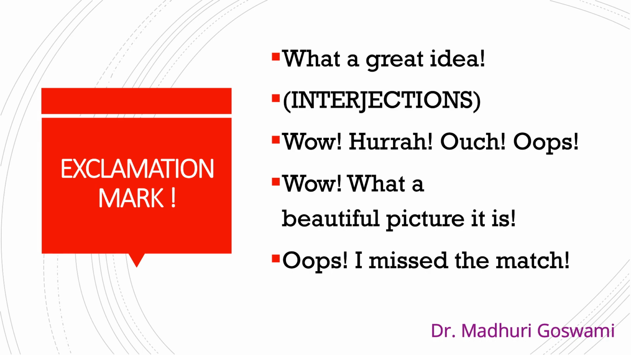What a great idea! This sentence ends with an exclamation mark, and there will not be any other punctuation mark used after this. Another place where we can use this exclamation mark is after interjections. Interjections are those words that don't have a meaning but express certain emotions, and examples of interjections are wow, hurrah, ouch, oops, etc. They all are used to show different kinds of emotions. Like, Wow! What a beautiful picture it is. Oops! I missed the match.